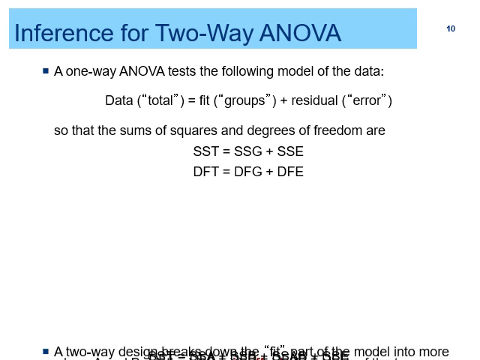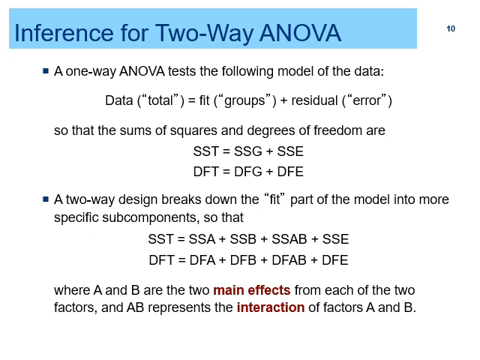So now, inference. One-way ANOVA tests the following model of the data. Data total is equal to fit, that is the groups we can see here, plus the residual error. So the sum of squares and degrees of freedom are: sum of squares total is equal to sum of squares group plus sum of squares error. Degrees of freedom total is degrees of freedom for group plus degrees of freedom of error.